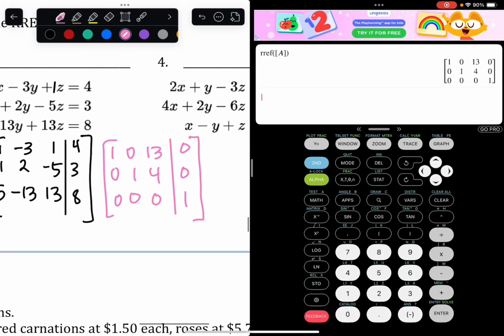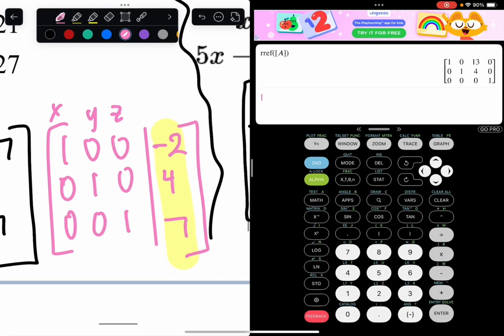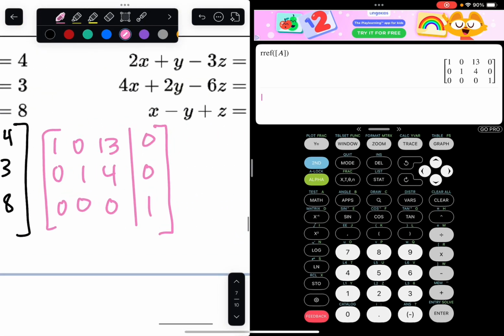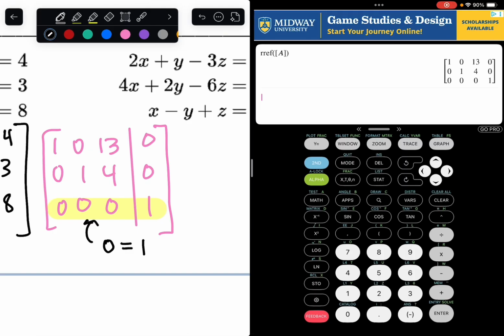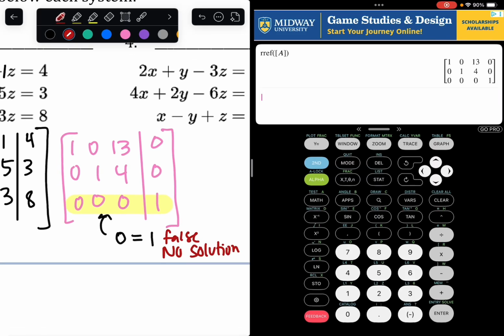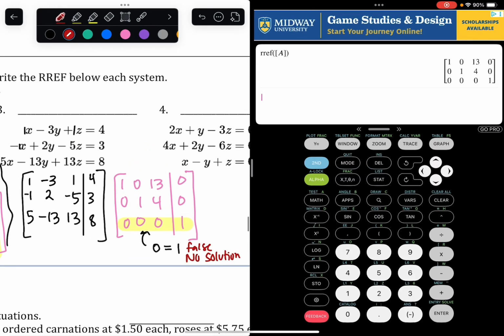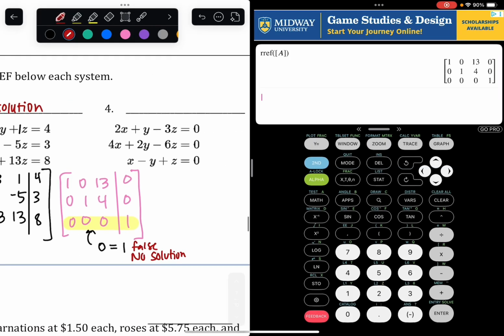And so when you see this situation, when you don't have ones on the diagonal and zeros everywhere else, look at the last row. Okay, if you have a last row of 0, 0, 0, 1, what that equation says is that all your variables are gone on the left. You have no variables, but it equals 1. Okay, and so because that is false, not true, that means you have no solution. Okay, so anytime you see 0, 0, 0, 1, that's no solution. It's a special case. Okay, number 4 is a different kind of special case.